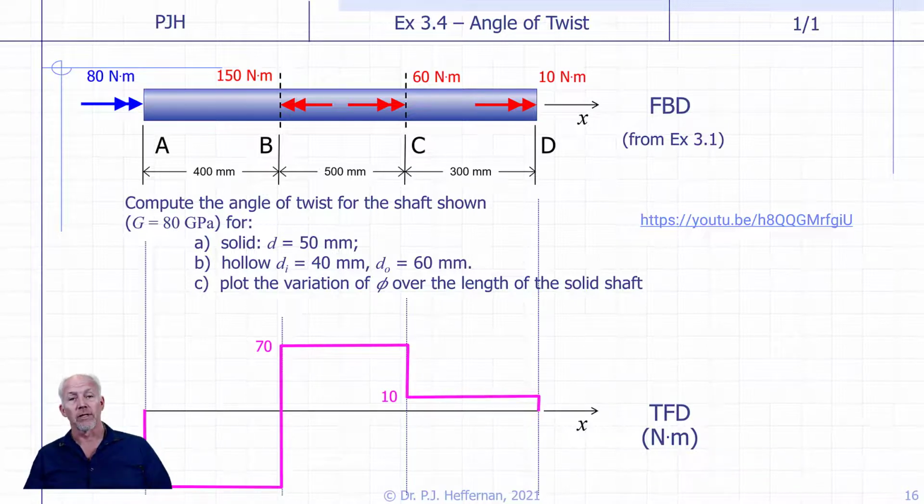Now what we want to do is to look at the angle of twist, again for the solid and the hollow shaft, and we want to be able to plot the variation of angle of twist over the entire length of the shaft. And so I invite you to follow the link that's on the screen and go off and see that problem solved out longhand.